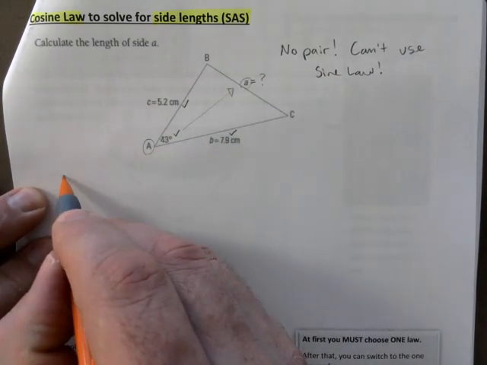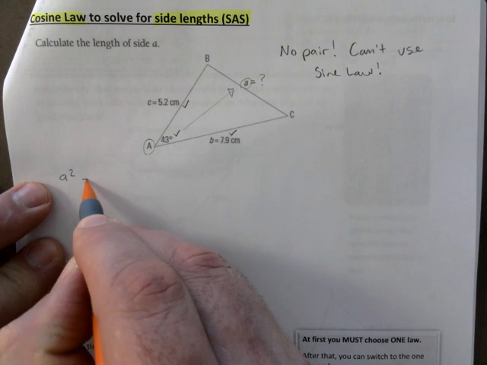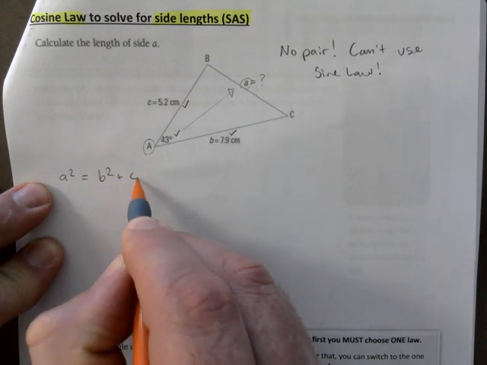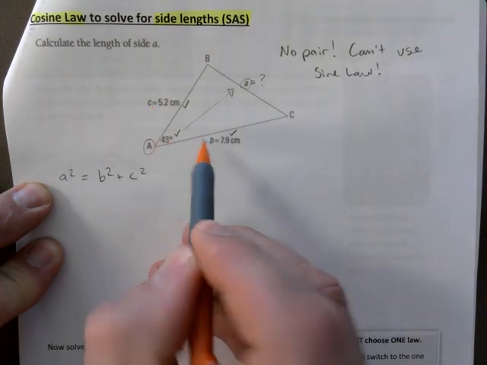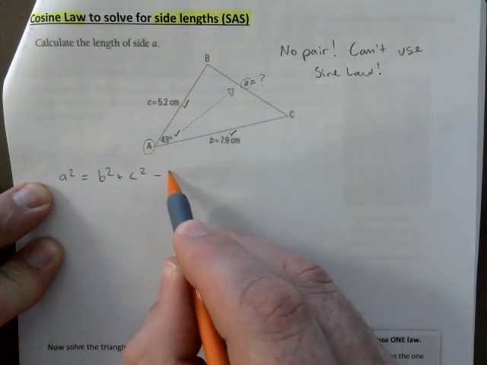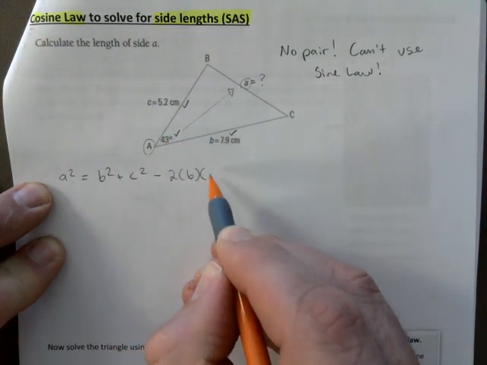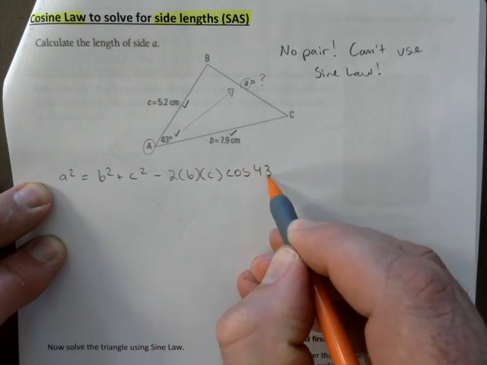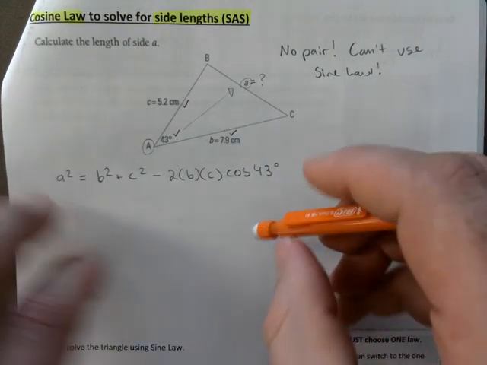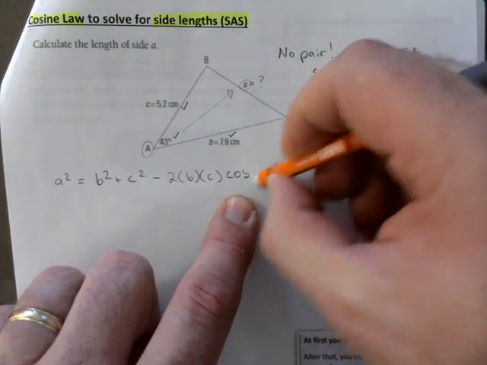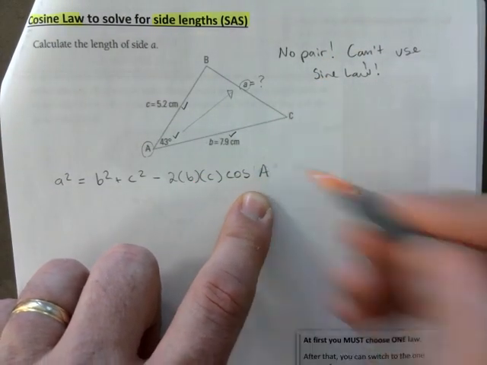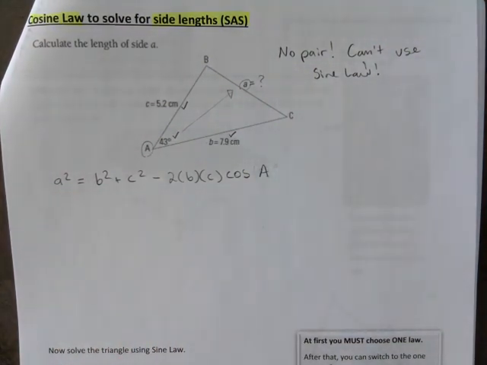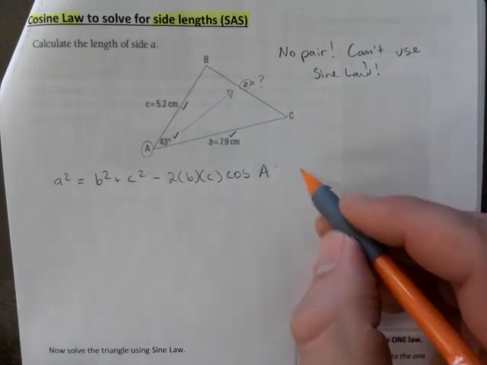Okay, so let's solve that. I'm going to write down the formula here. A squared is equal to B squared plus C squared, so these other two sides, minus 2 times B times C times cosine of 43 degrees. Oh, sorry. I didn't want numbers just yet. You don't need to do this. I'm just doing this for your very first example. Cosine law.